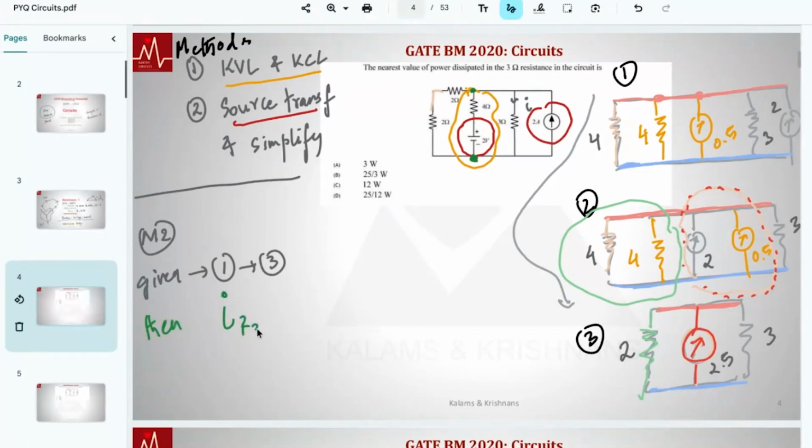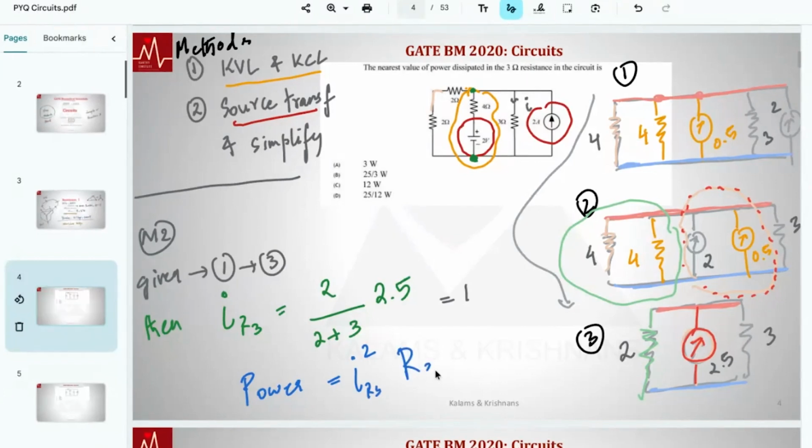So the current through R3 equals the total current entering, that is 2.5, times a fraction that is proportional to the other resistance too. The denominator is 5. So this is 2 by 5, times 5 by 2, I suppose this equals 1. And your answer is the power dissipated. Power equals I squared R3, that is 3 watt. This is in amps, everything is in SI ohm. So ampere squared into ohm should give you watt.